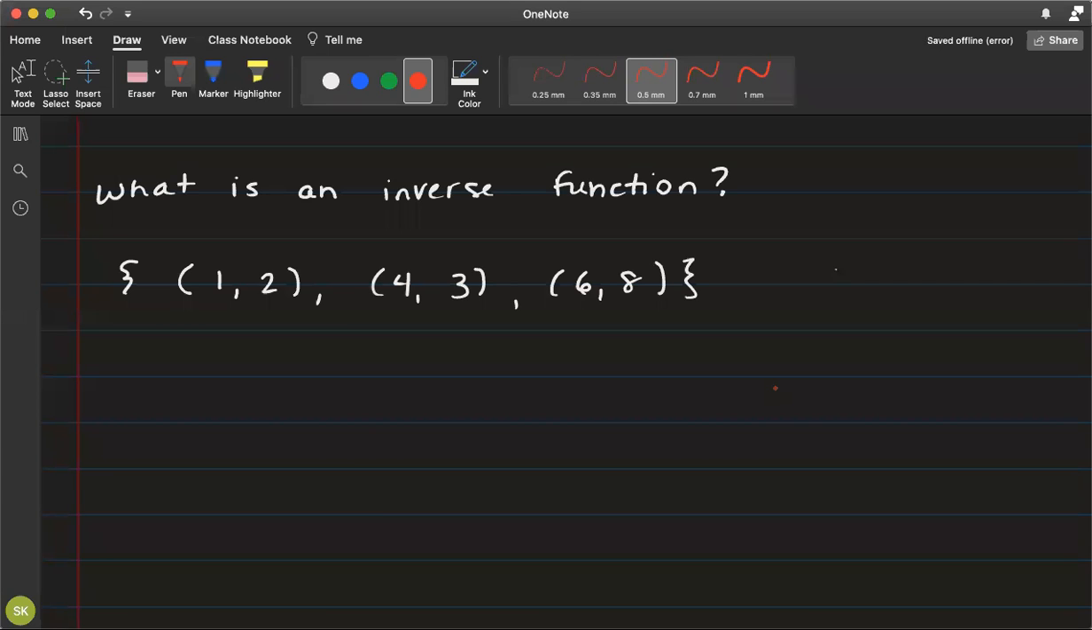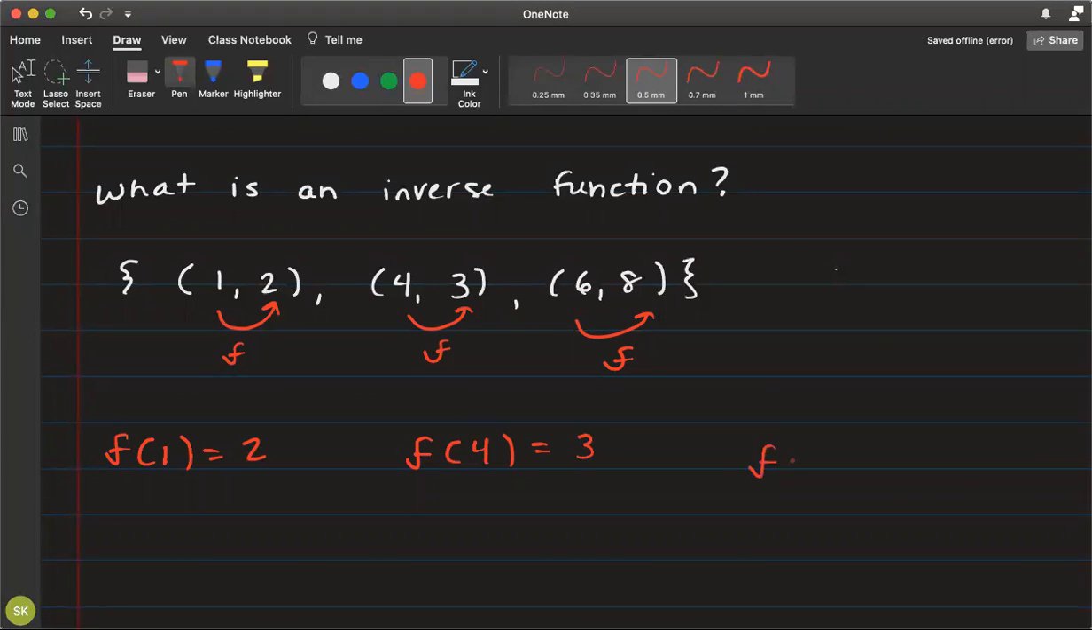Our next topic is inverse functions. Now, what is an inverse function? Here I gave you 3 points: (1, 2), (4, 3), and (6, 8). Remember that when you see some points, you want to think of functions. So we have some function that sends 1 to 2, 4 to 3, and 6 to 8. Let me write that down here. f of 1 is equal to 2, f of 4 is equal to 3, and f of 6 is equal to 8. And this is not just any function, this is a one-to-one function, because none of the y values are repeated.